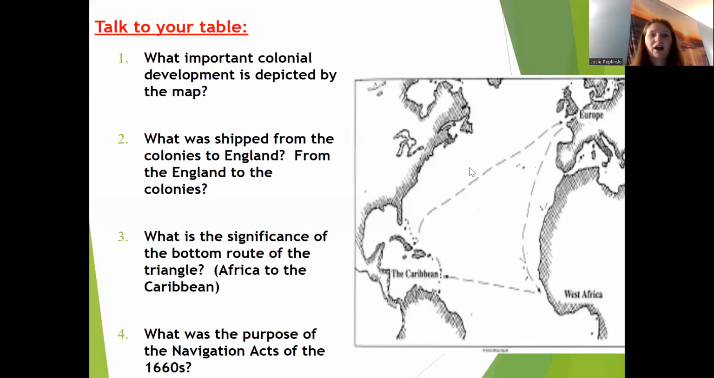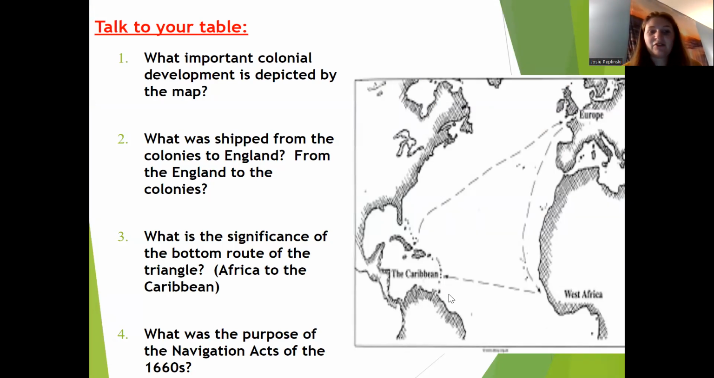So let's do this little practice of what is triangular trade. Ooh, gave away the first one. What is depicted by this map? Triangular trade. For the others, give a little pause before I talk about these. Number 2, what shipped from the colonies to England? That's going to be raw materials. From England to the colonies, manufactured goods.